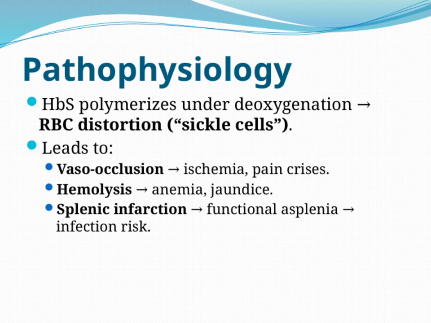Third, the spleen, which normally filters out abnormal or old red blood cells, can become infarcted or damaged due to repeated blockages. Over time, this results in functional asplenia, a state where the spleen no longer functions properly and significantly increases the risk of infections. Overall, these mechanisms, polymerization, vaso-occlusion, hemolysis, and splenic damage, are central to understanding the complex pathophysiology of sickle cell disease and why patients experience such a range of complications.